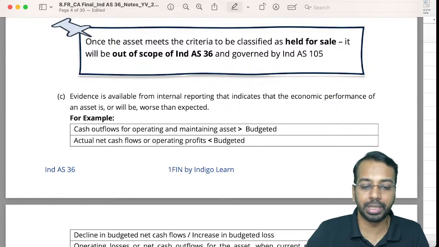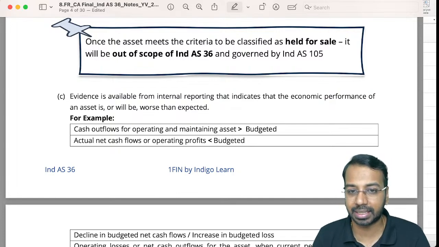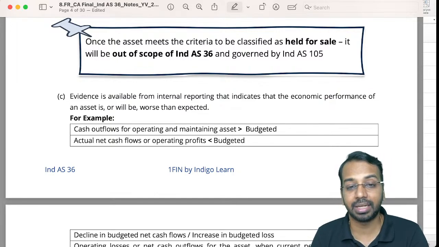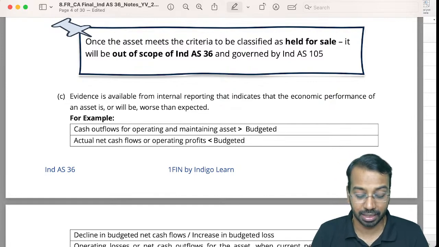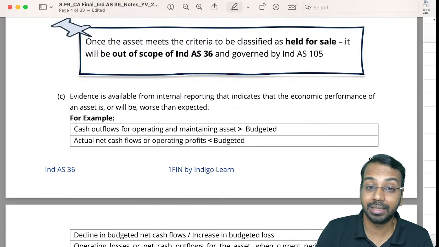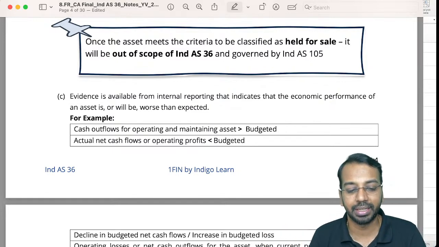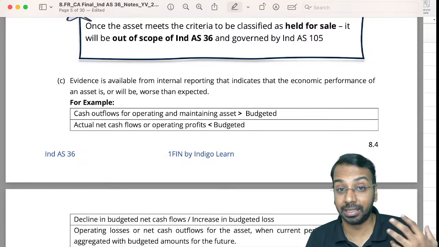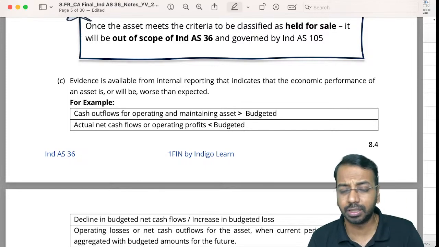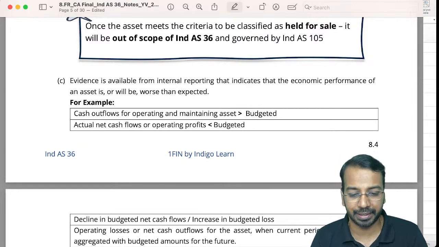Now, how you need to correlate this is, if I'm incurring higher cost to maintain that asset, then what happens? I'm spending higher amount to maintain that asset. My cash outflow will be higher. My present value of cash inflow or net cash flow will be lower. So that could be an indicator of impairment. Then decline in budgeted cash flows, operating losses, all of these parameters, they give some hint that yes, the asset might have been impaired.